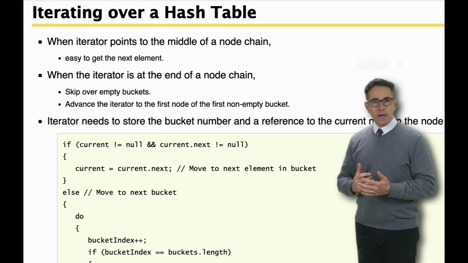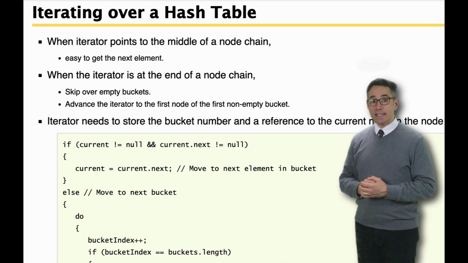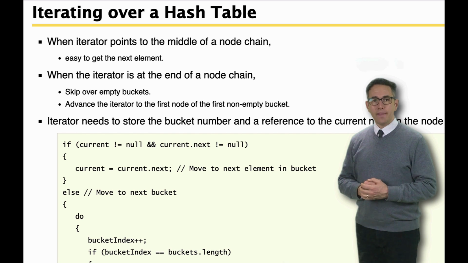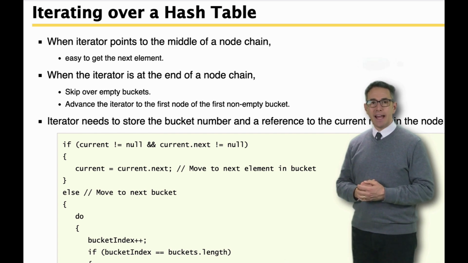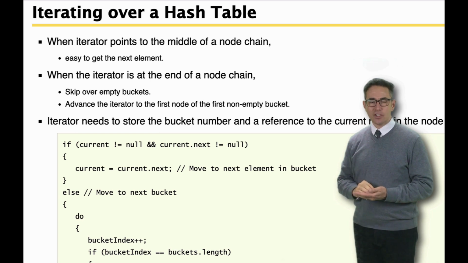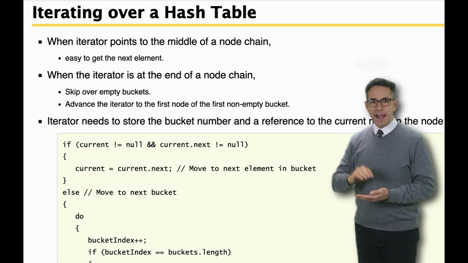Finally, we need to provide a way for our user to iterate over our hash table. And so that means that we need to implement an iterator. Our iterator is a little bit tricky, because what an iterator has to do is it has to be able to walk through all of the elements that are in our hash table, and they have to produce them one at a time.